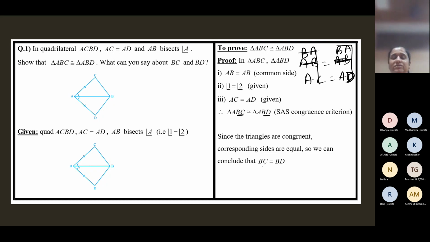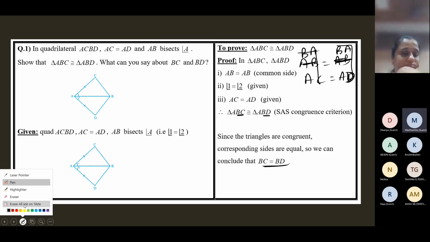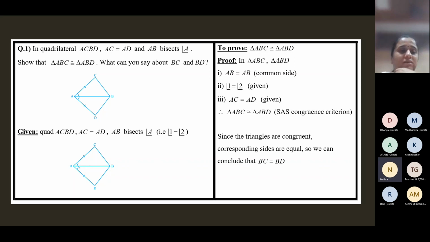So what can you say about BC and BD? They are equal. Have you understood how to name the triangle, children? That's very important. You can do it like this also. If you say DAB, go in the same order. What goes with DA here? CA. So CAB.